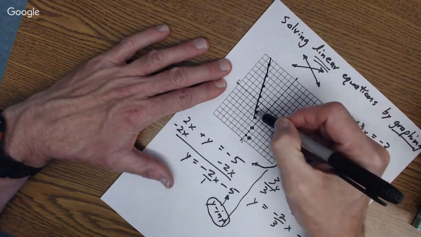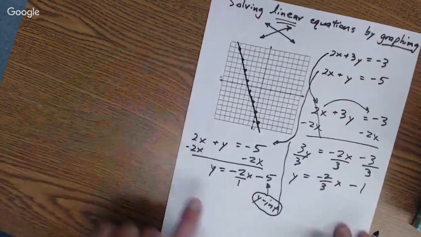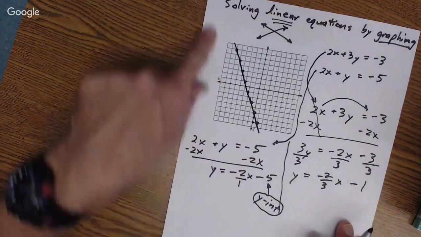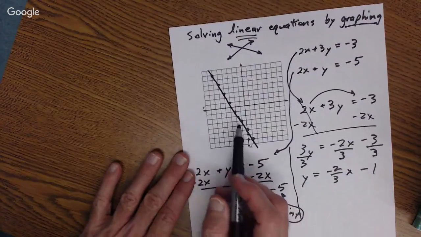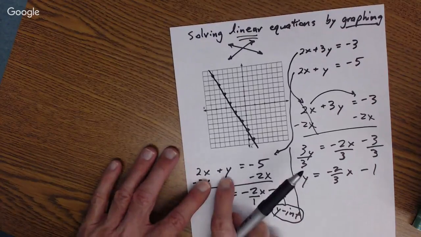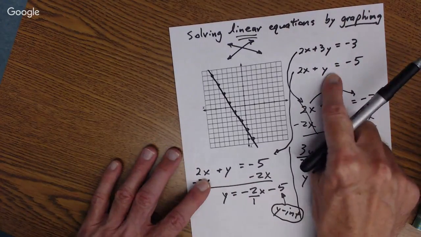Every single point on that line will balance that equation. There's an infinite number of them. It goes forever, both directions. And all those points, the x, y coordinates, will make this equation true, or this equation up here true.